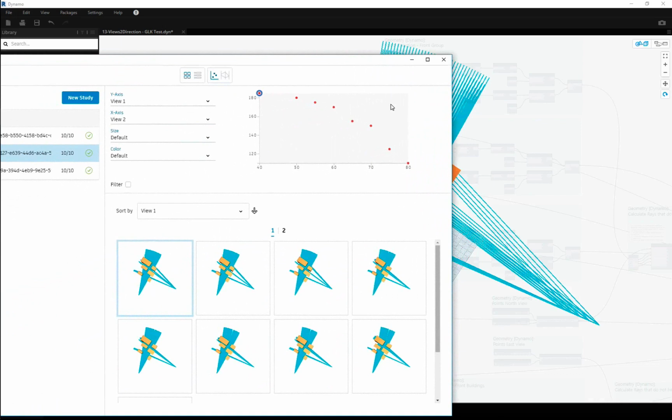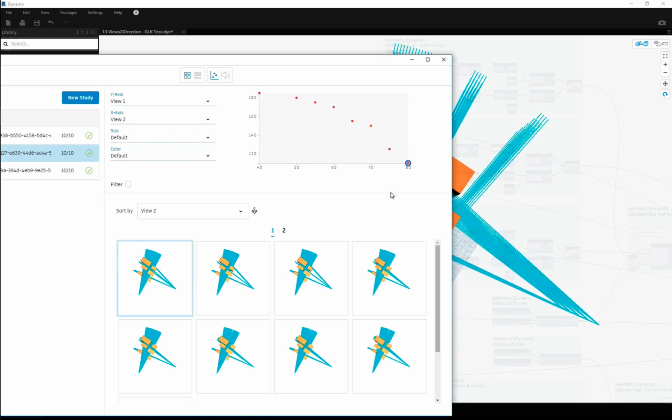Okay, let's try the other extreme. Let's try view 2. And it should be somewhere over here. Again, giving Dynamo a chance to catch up with us. There's an awful lot of rays being computed here. That's why it's taking a while to regenerate this.